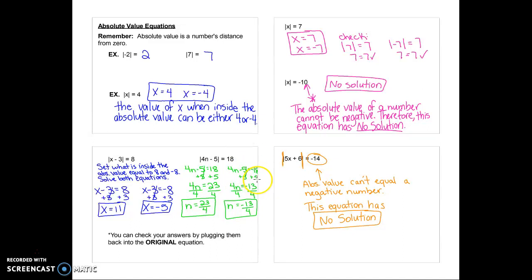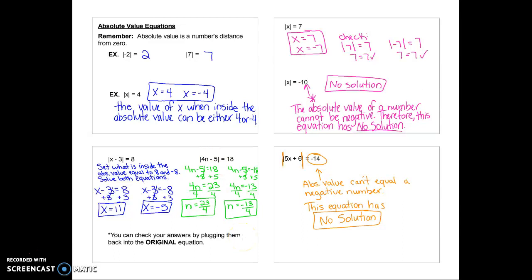Again, add 5 to the other side. You end up with 4n is equal to negative 13. Then divide both sides by 4. You again end up with a fraction, which is fine. So n is equal to negative 13 fourths. It doesn't reduce, so you're just going to leave it as that. You are able to go back and check your answers. All you have to do is take that value for x, plug it back in, and make sure that you actually get that this value has a distance of, in this case, 8, or in this case 18, when you plug these back in.